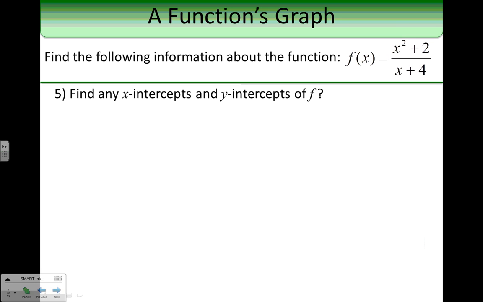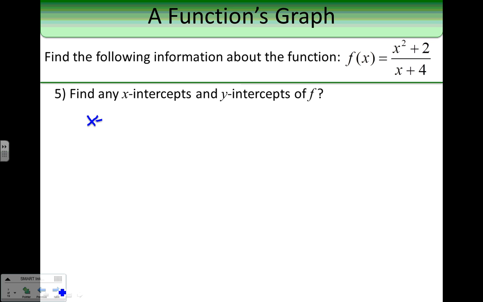Okay, so let's try finding the x-intercepts and y-intercepts. We're still continuing with our equation, trying to figure out information about the graph using our equation. Same equation, f of x is equal to x squared plus 2 over x plus 4. Finding the x-intercepts and the y-intercepts.